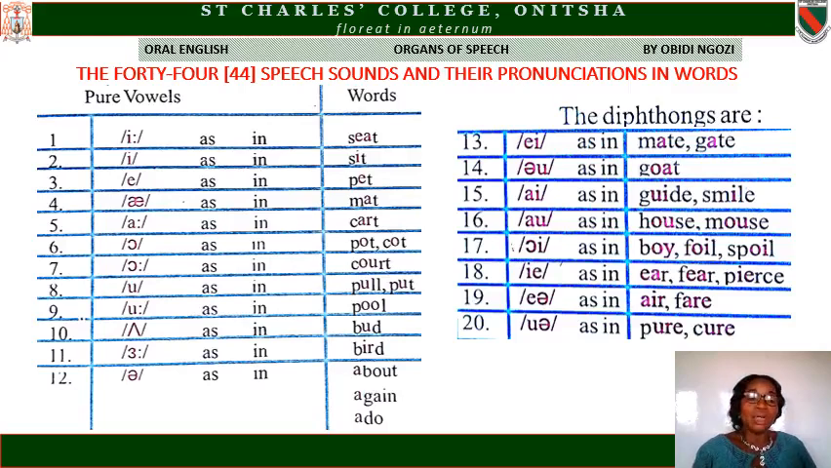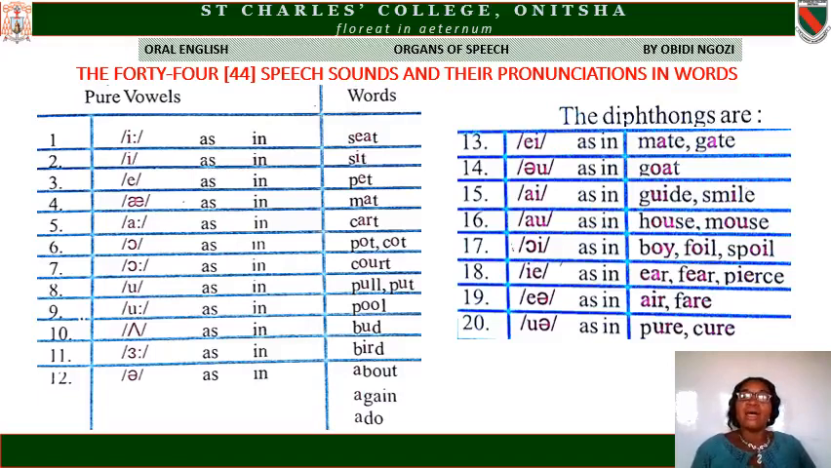And number 12 is the short sound. When you pronounce it, you find out that your voice sounds like a frog or toad. It's just like a mixture of two sounds. You mix them together, you have the short one. That's number 12. Number 11 is its long one, and the short one is the short sound. We find it in about, again, ado.